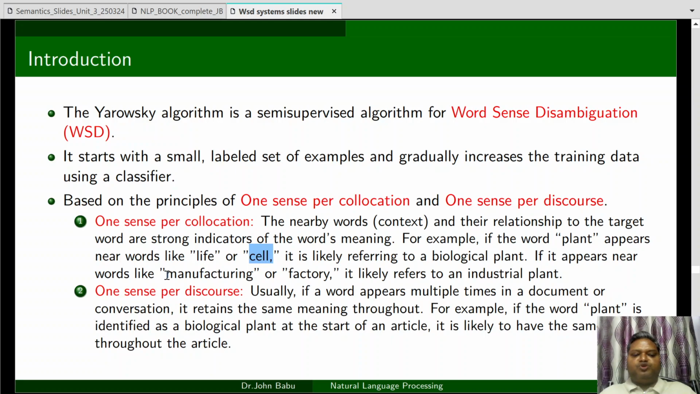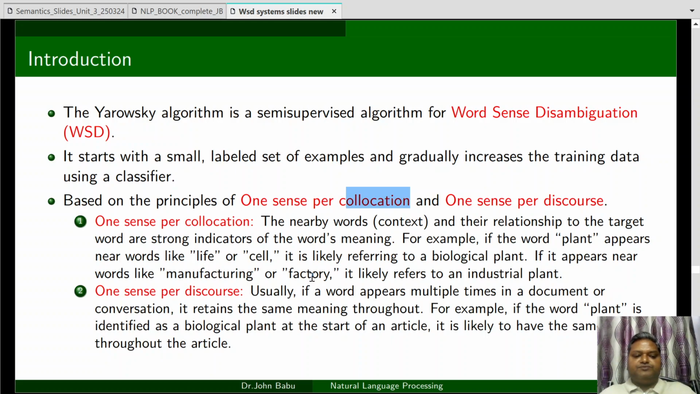Otherwise, when we talk about manufacturing, product, factory, then it is talking about an industrial plant. So based on the nearby words or collocation, there will be one sense. When we have life and cell, we don't get the industrial sense. That is the first point.